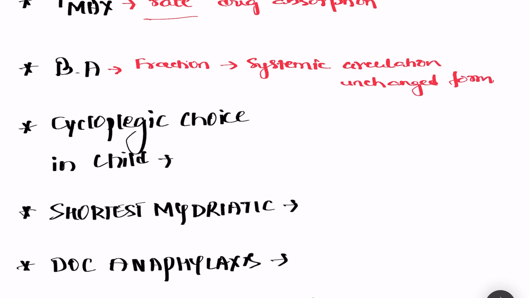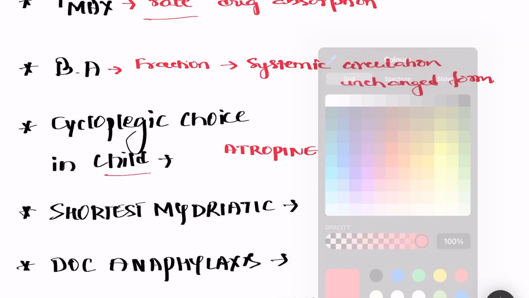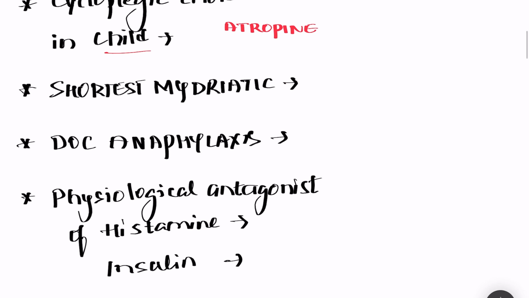So coming to the next line, what is the cycloplegic of choice in case of children? Always in children, the cycloplegic agent of choice will be your atropine, because children have high ciliary tone. So which is the shortest acting mydriatic? The shortest acting mydriatic will be your tropicamide. So this is the shortest acting mydriatic.